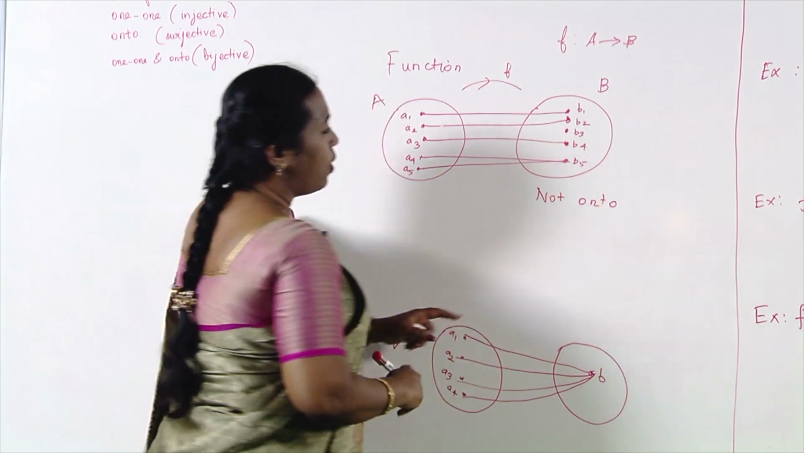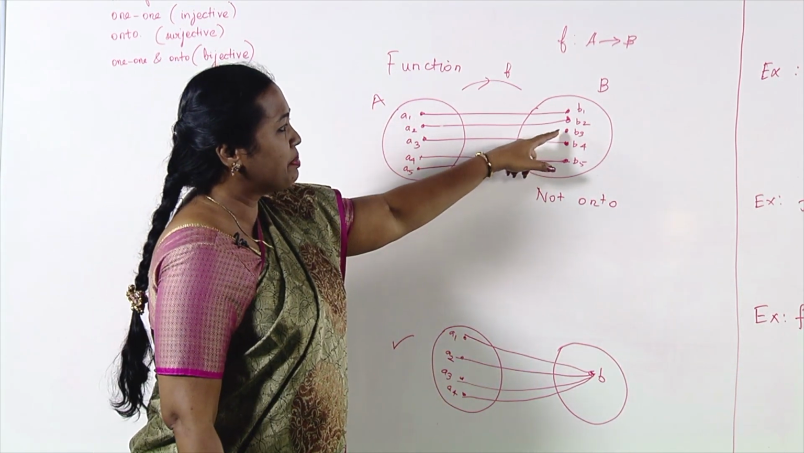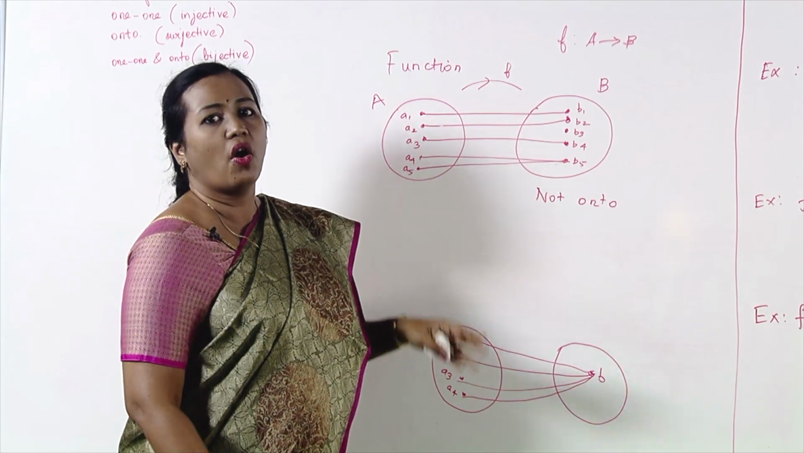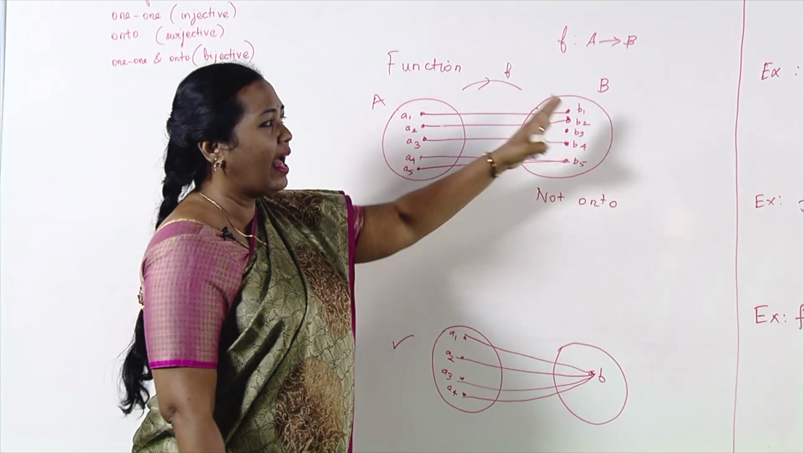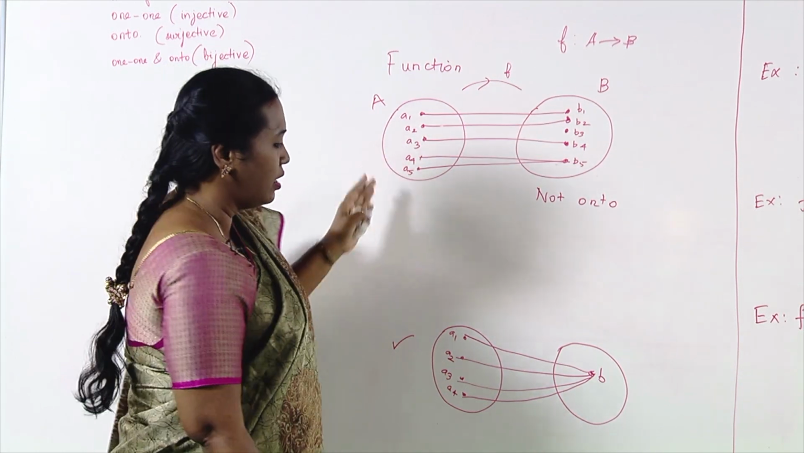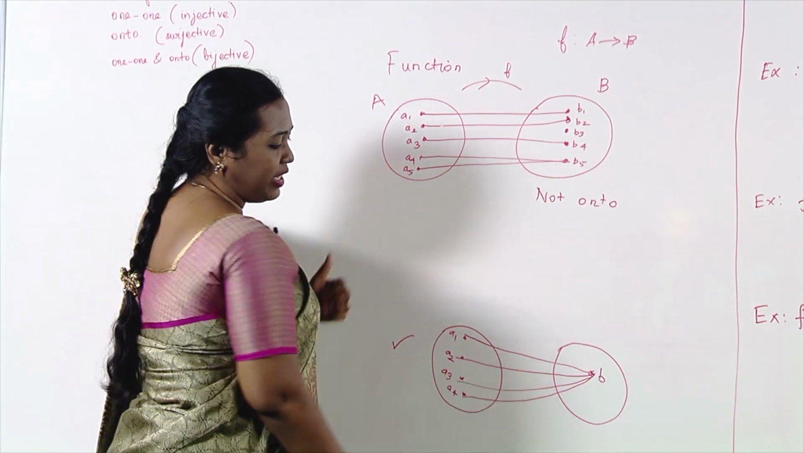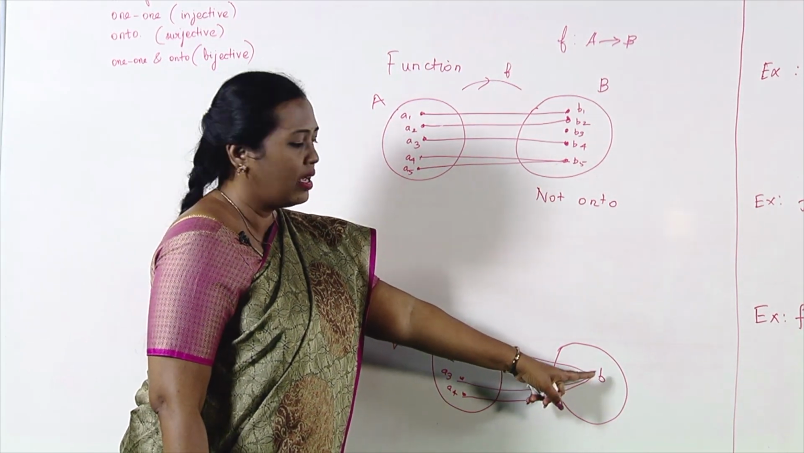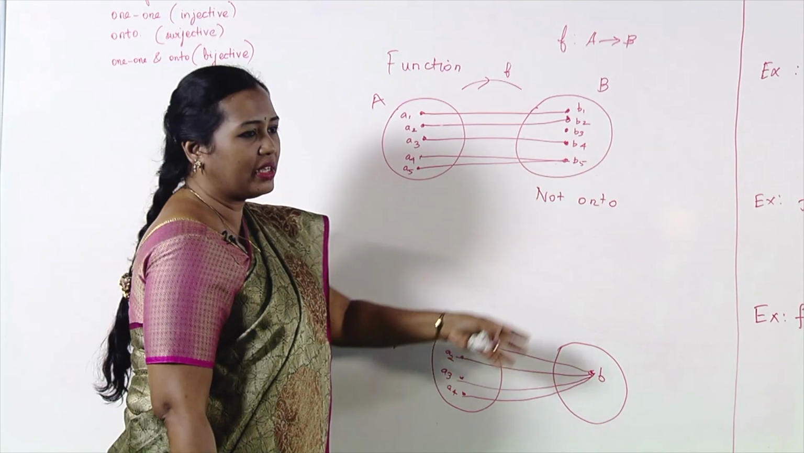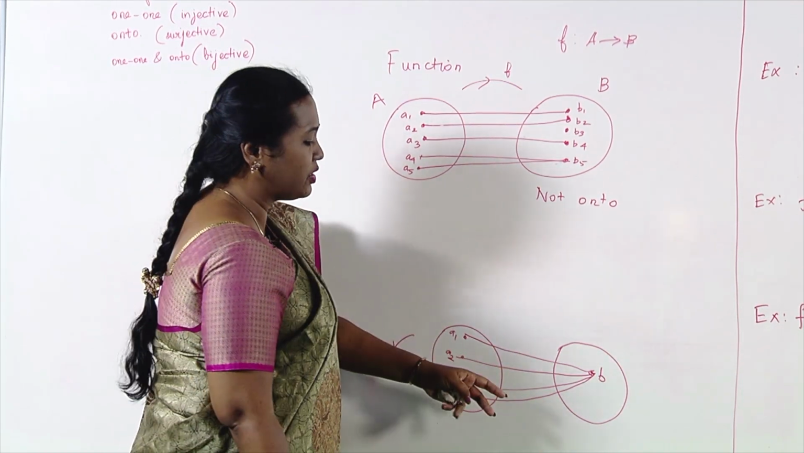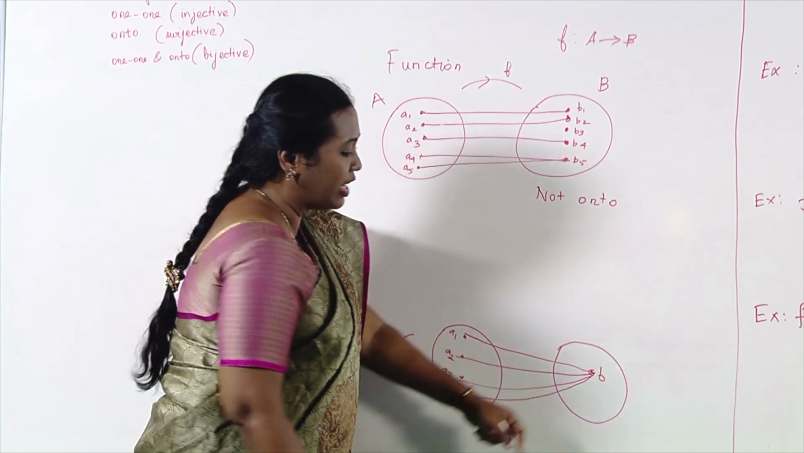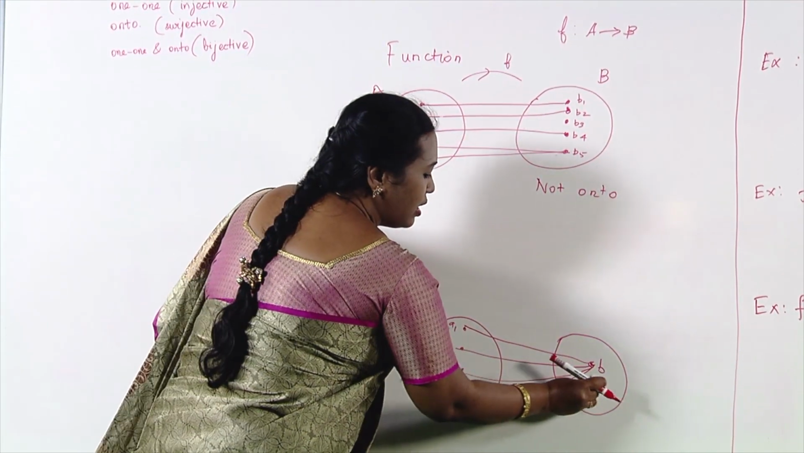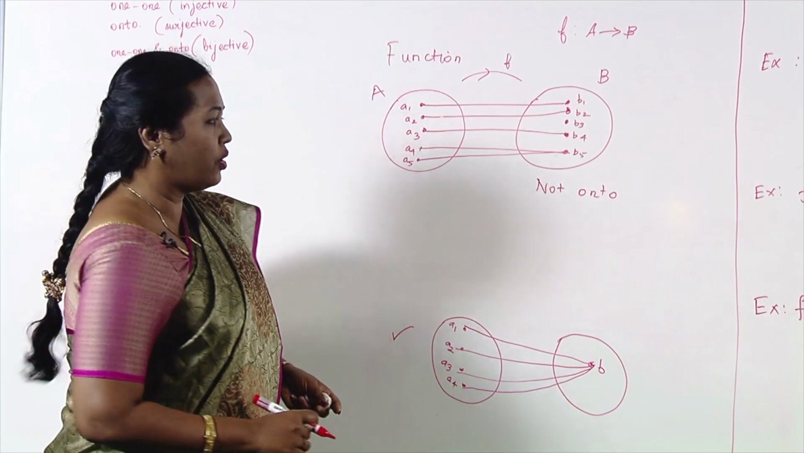Why is it not onto? Because this particular element does not have a pre-image. So, in an onto function, all the elements in B have a pre-image in A. Now, is this an onto function? Yes, it is an onto function, because there is only one element in my codomain and that element has so many pre-images. It does not matter how many pre-images it has, it is onto. So, there should not be any element without a pair here. If that is so, then we say that it is not onto.